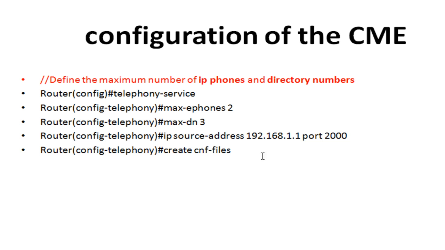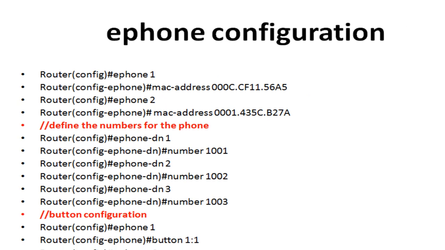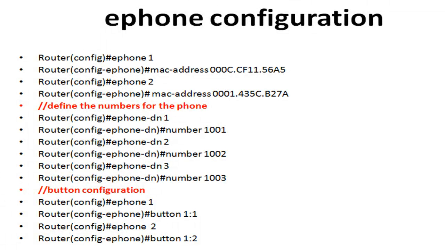This IP source address just means that this is the address the IP phones will use in order to register to the CME, using this port number up here. And this CNF file is used to create the XML file which the IP phone will use in order to function properly. So let's continue to the CME configuration. We finished up here.